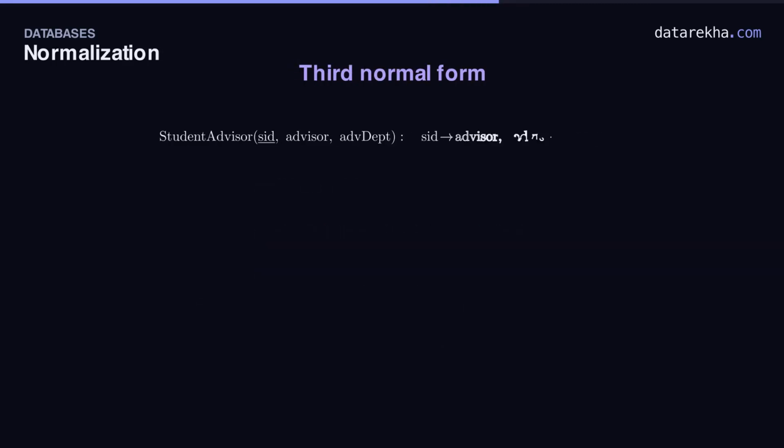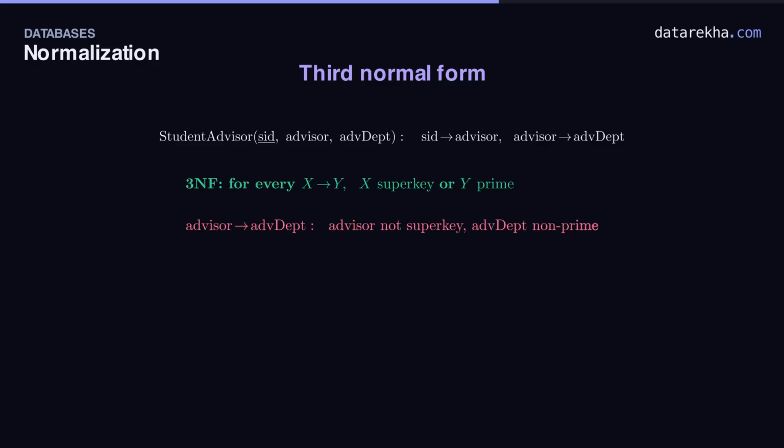We're in second normal form, but not done. Zoom into student advisor, keyed by student. Student determines advisor, and advisor in turn determines the department. So the department reaches the key only by hopping through advisor, a non-key column pointing at another non-key column. That's a transitive dependency. And third normal form forbids it.